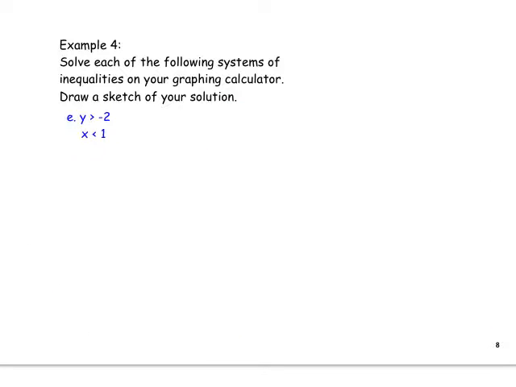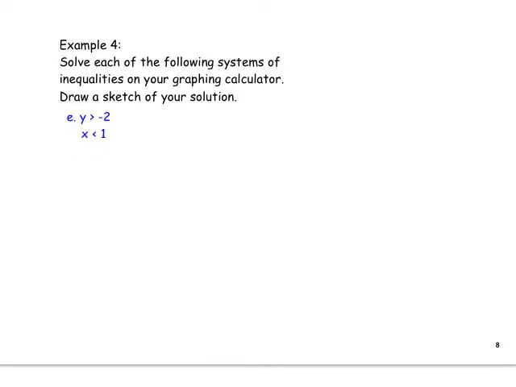For example 4E, again we see that we've got our y all alone in the first inequality. The second inequality is a little different. It does not have a y at all. If it doesn't have a y, we do need to solve for x, and this is going to be a little bit different. I'm going to have to teach you how we can input this into the calculator. So let's take a look at our graphing calculator.